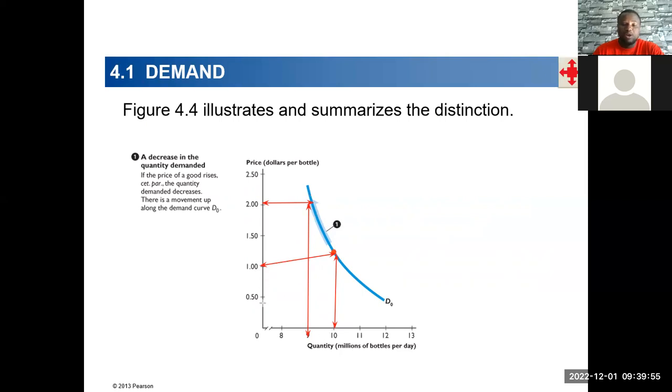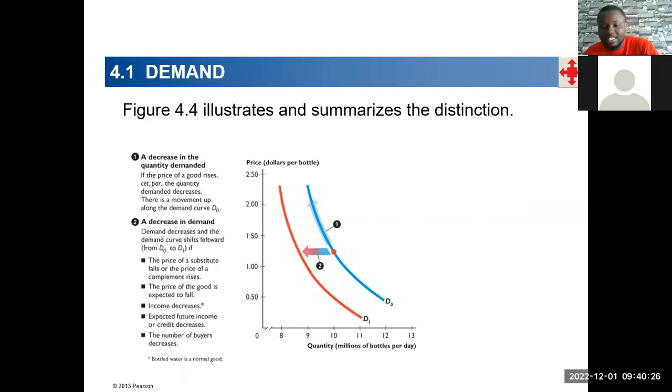If price should fall from 1 to 0.5, now you see that we are buying more. Let's say we are buying 11. So there's an increase in quantity demanded here because of what? A fall in price. So movement along the demand curve is called change in quantity demanded. We don't draw any new demand curve. It's just the old one that we move along. So that is for a decrease in quantity demanded, and then an increase in quantity demanded.